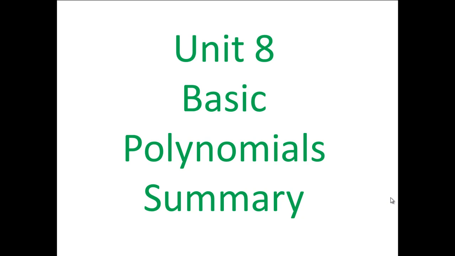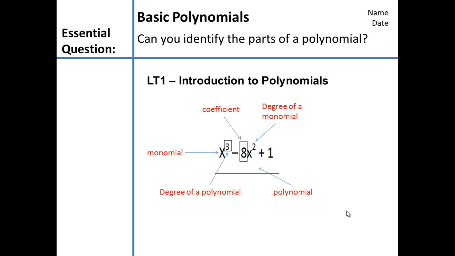Now I'm going to give a Unit 8 Basic Polynomial summary. We begin this unit by identifying the different parts of the polynomial. We wrote in our definition that a polynomial is a sum of a bunch of monomials. As you can see here, the term x cubed is a monomial. Then you see the next word is coefficient. Coefficient is the number preceding the variable, or the number that is in front of our variable.